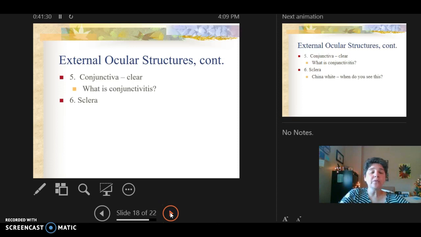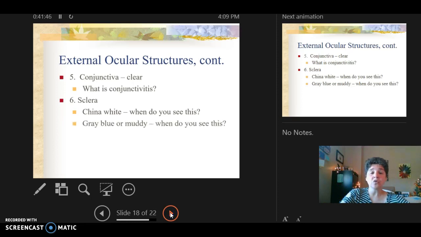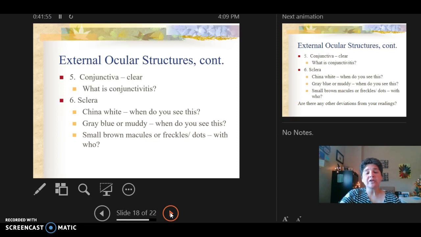Then we have the sclera, which is the white of the eye. We expect it to look pretty white. China white, when do you see this? We should see it being white all the time. That's normal. Sometimes it can be gray, blue, or muddy. And then sometimes we can have small brown macules or freckles and dots. So China white is what we expect to see.